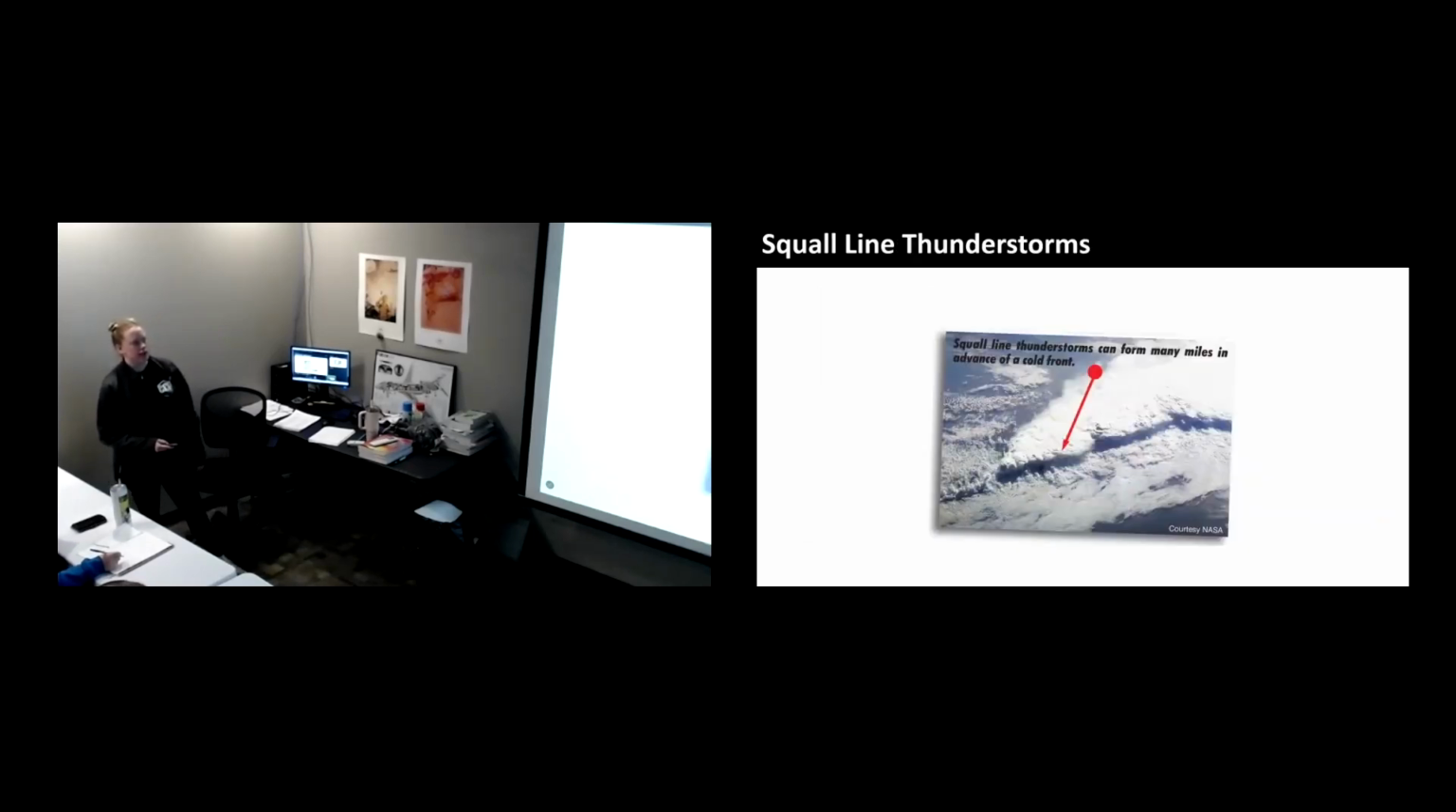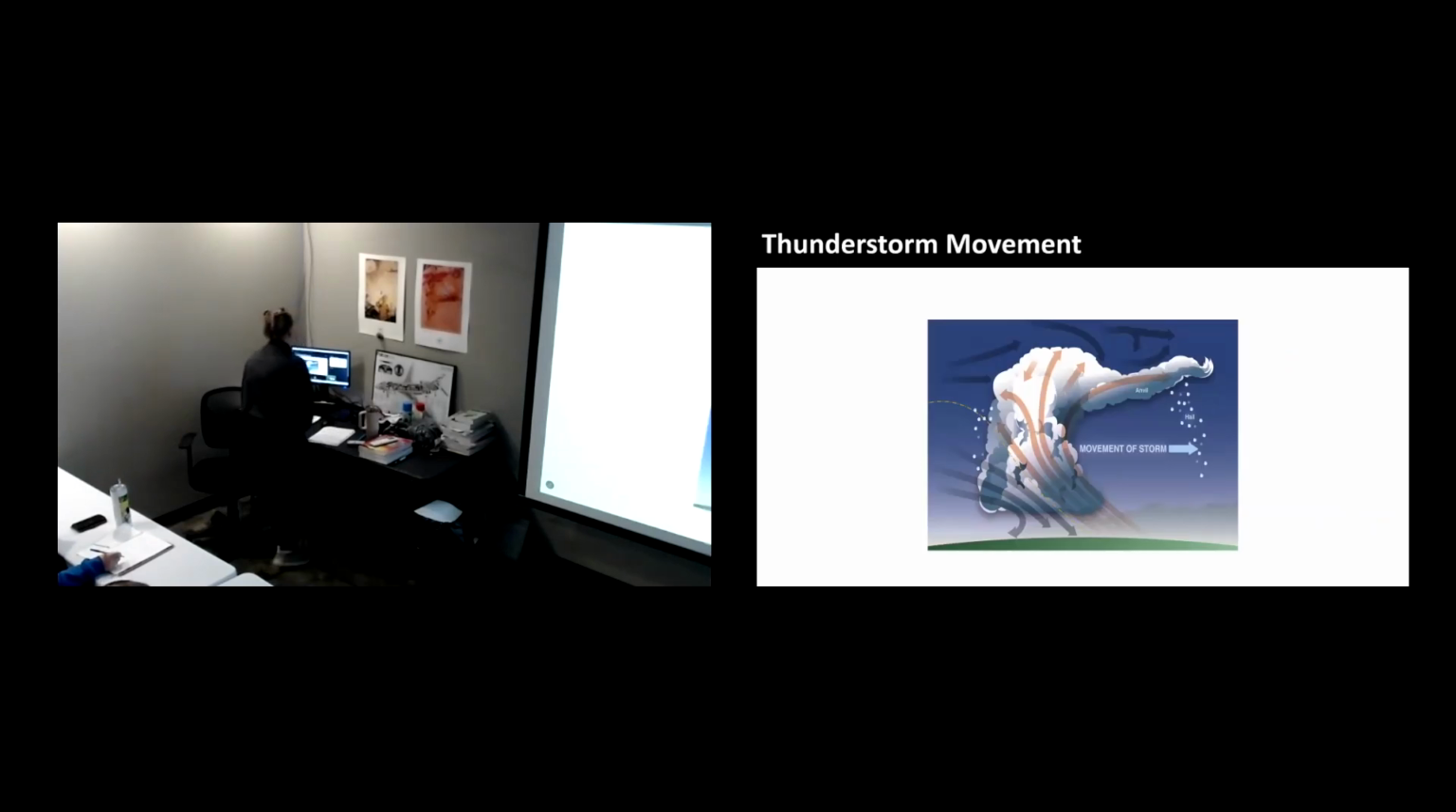Squall lines can be seen here. You all see how there's a big giant line of thunderstorms. You see how if you're an airplane right here, you'd have trouble getting around that. Land. Here's another picture of the movement.